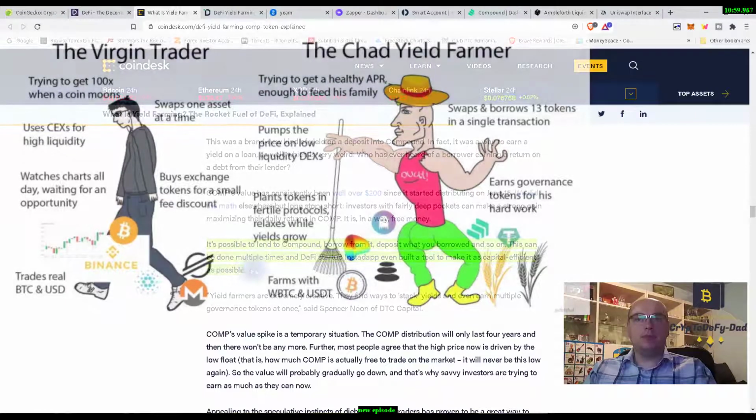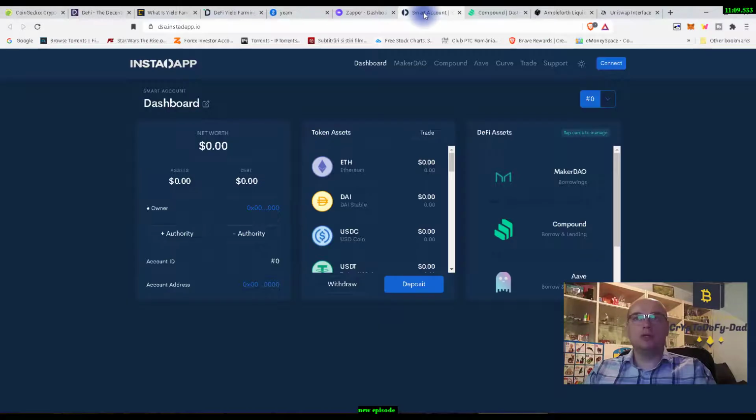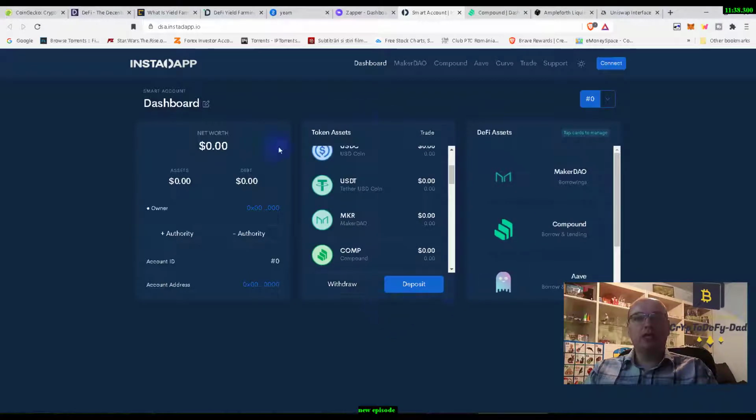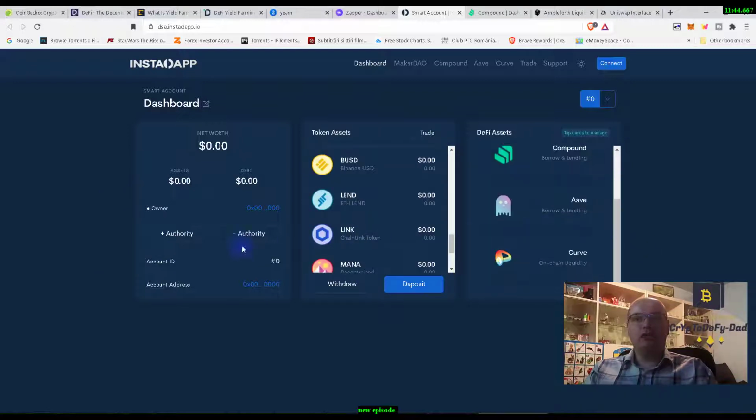This can be done multiple times, and DeFi startup Instadapp even built a tool to make it as capital efficient as possible. Let's look. This is Instadapp. We can use Compound, Aave, Curve, MakerDAO, all with the same dApp. We don't need to go to each site. We just deposit the liquidity here, and with our liquidity we can earn interest.